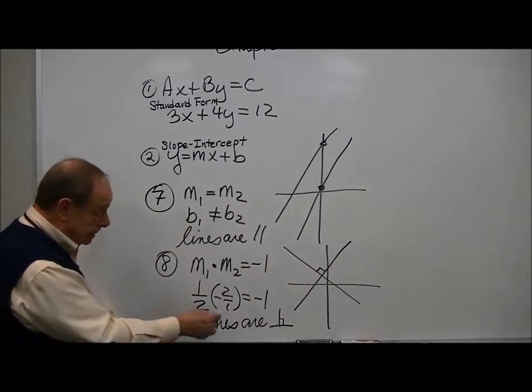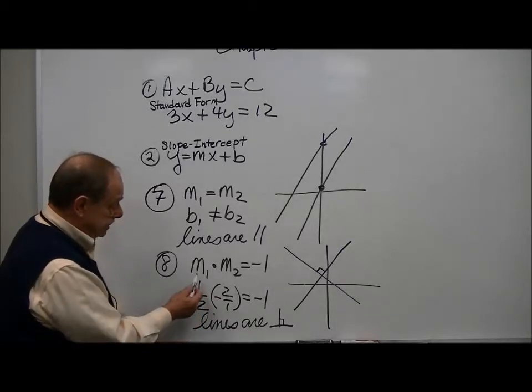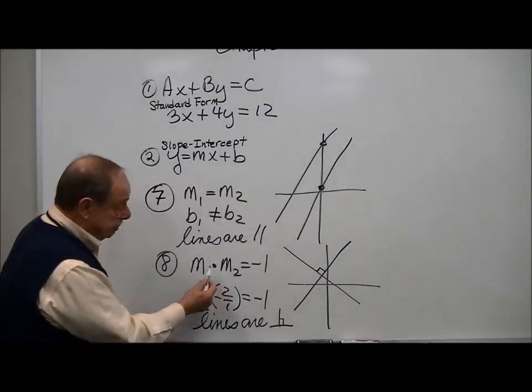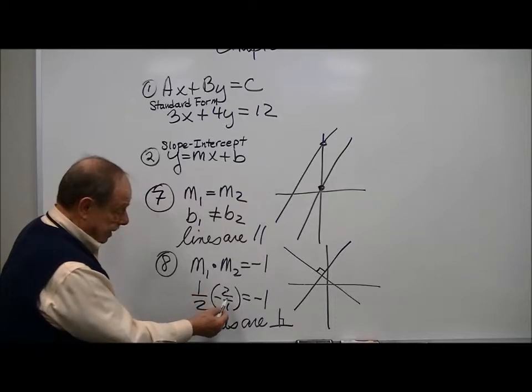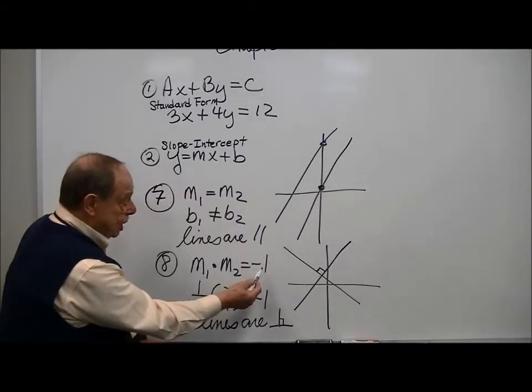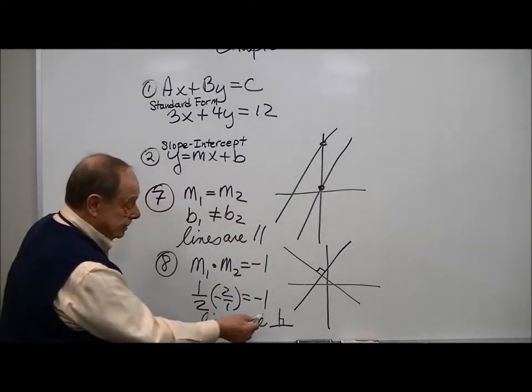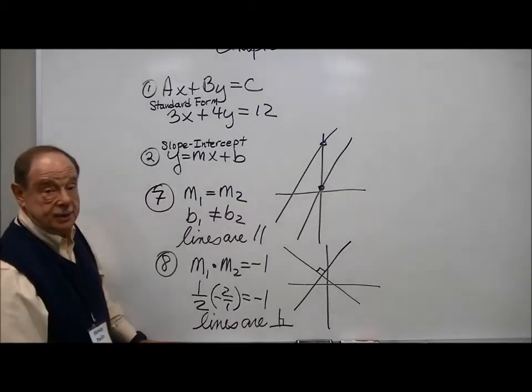And the little hint, the little recipe, is that if we multiply the slopes and the product is -1, these lines are perpendicular.